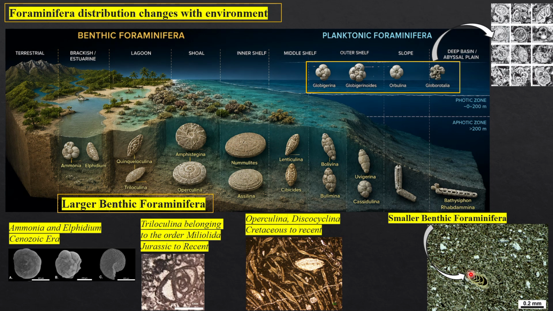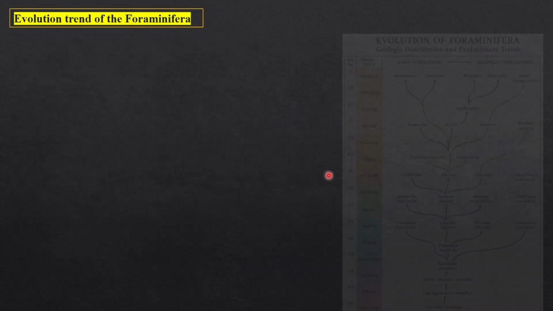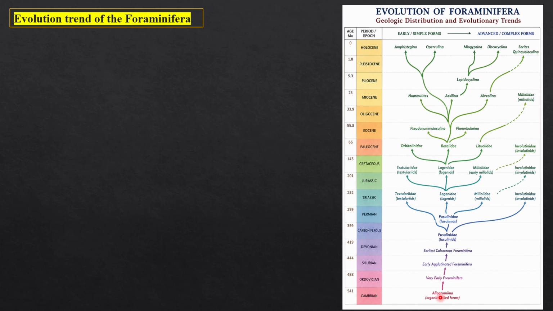And this is the smaller benthic, which mostly shows the deeper environment, in which you can see a lot of different siliceous material, because it is a very deep, oxygen-deficient environment. We have the evolution trend started from the Cambrian, first organic-wall forms, and then it goes like this, and these are the recent planktonic or benthic forms which are present here.